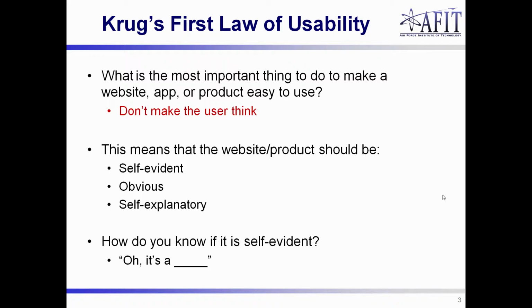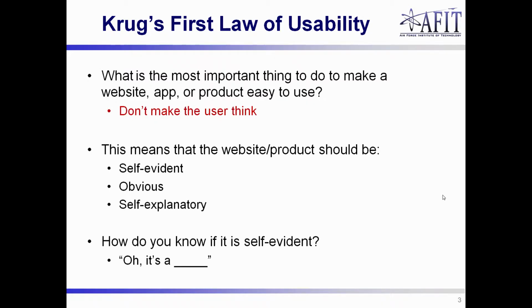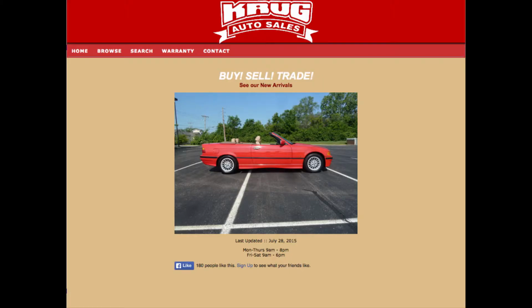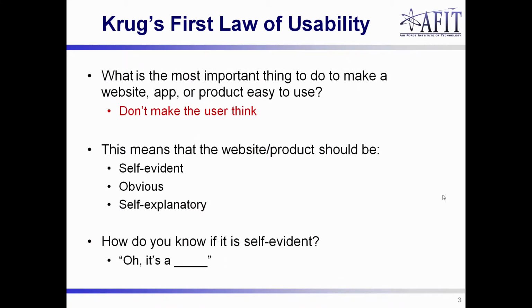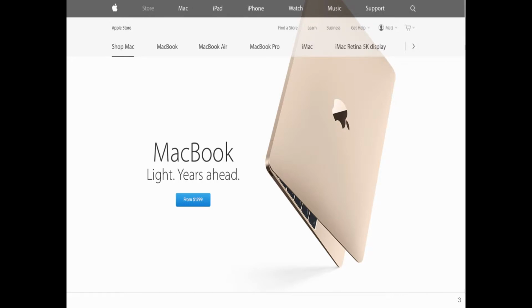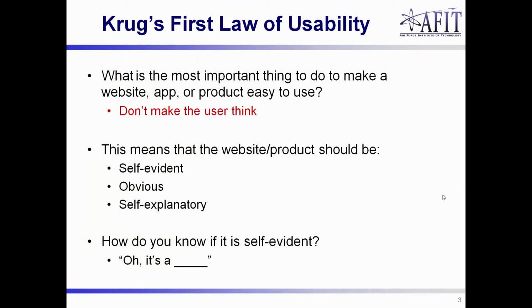So how do you know if you've created a product or a website that's self-evident? You should be able to show it to someone who knows nothing about it, and they should be able to look at it and say, oh, it's a blank, right? So, oh, it's a website for selling used cars. Oh, it's a website for buying clothes, right? So they should be able to look at it and they know exactly what it's for. The whole site in general, which is what you're hoping to get out of the homepage, and specific areas of the site, right? Oh, it's the shopping cart, right? So they should be able to look at specific buttons, specific links, and know what they're going to do and where it's going to take them.